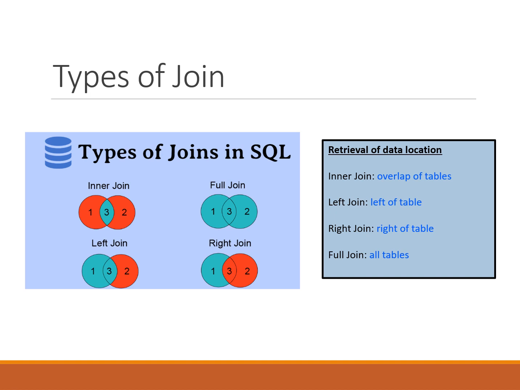The left join pulls information from the left side of the table, and the right join pulls information from the right side of the table. Lastly, full join includes information both from the left side and the right side of the table.